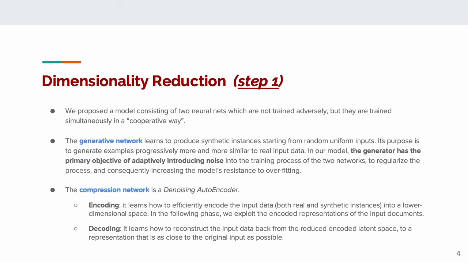On the other side, the compression network is a denoising autoencoder that, firstly, in the encoding process, learns how to encode all the input data into a lower dimensional space, and afterwards, in the decoding process, learns how to reconstruct the input data back from the compressed encoded latent space to a representation similar to the original input.